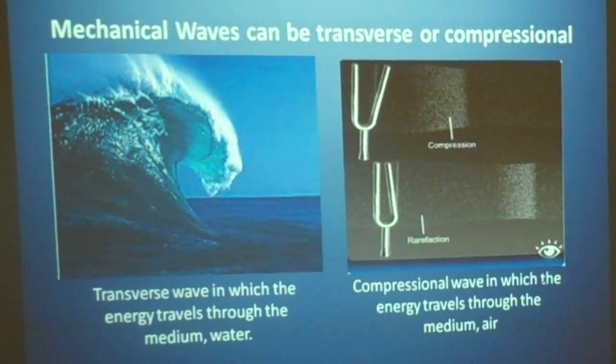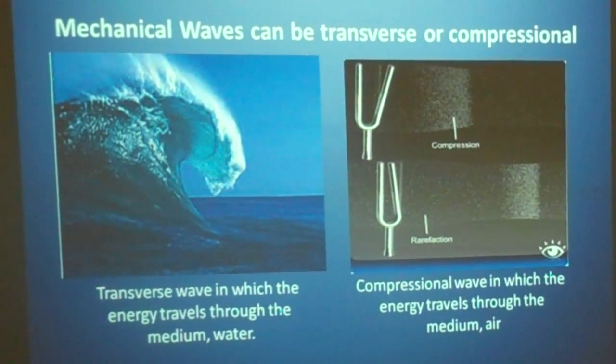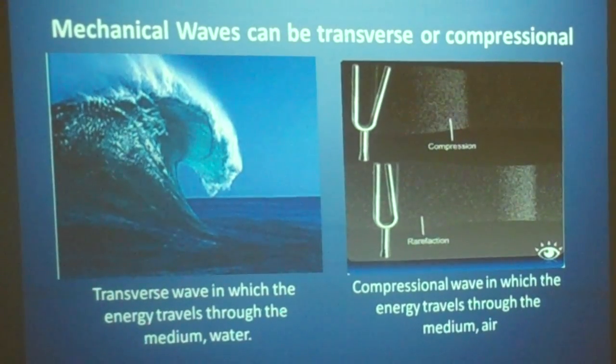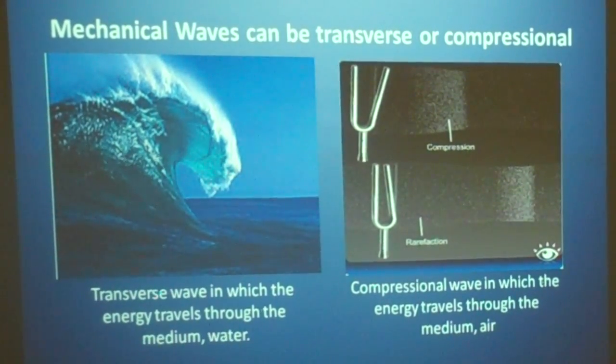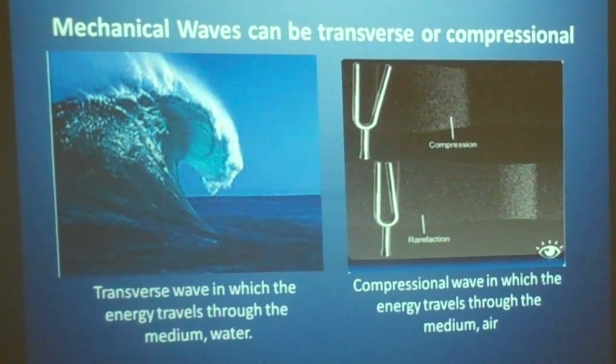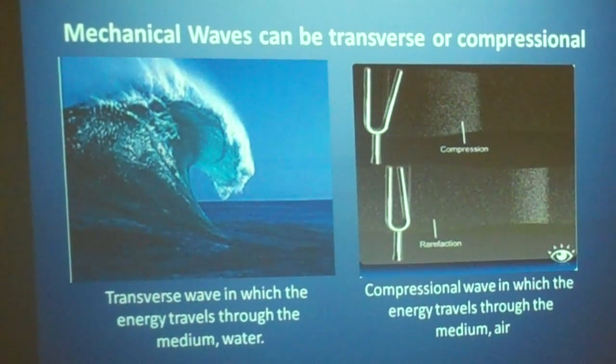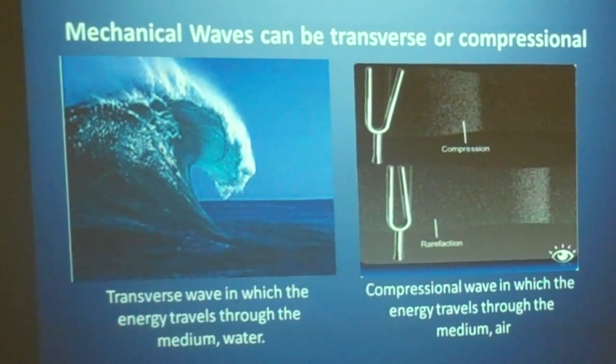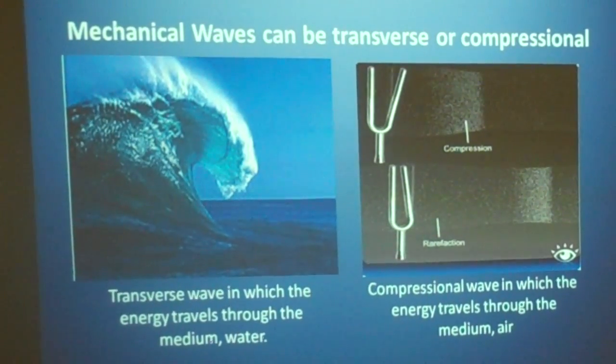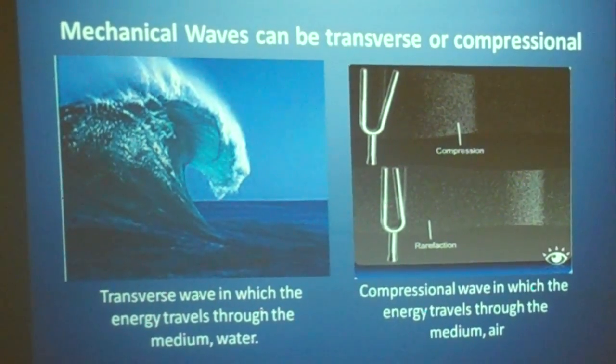Mechanical waves can be transverse or compressional. Remember, mechanical waves must have a medium. The transverse wave on the left is the ocean wave, where the energy goes up and down. The compressional wave on the right is a sound wave, where your sound waves are compressed and spread out as they travel through the air.